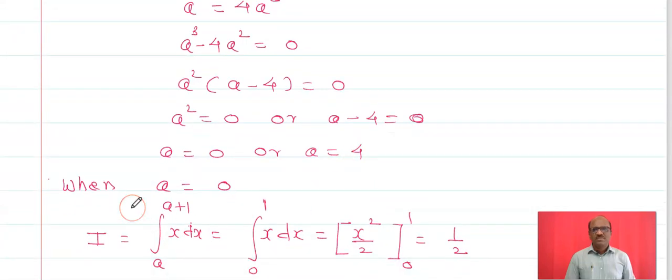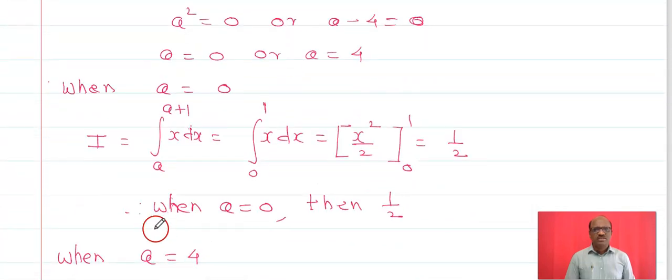And when a is equal to 0, then the integral I is equal to integral from a to a plus 1 of x dx. The value of a is 0. Therefore our integral becomes 0 to 1 because a is 0. Integral from 0 to 1 of x dx, that is x square upon 2, from 0 to 1. And that is nothing but 1 upon 2. If we substitute upper limit and lower limit, x is replaced by 1, then you will get 1 upon 2. X is replaced by 0, you get 0. So overall you get 1 upon 2. When a is equal to 0, its value is 1 upon 2.